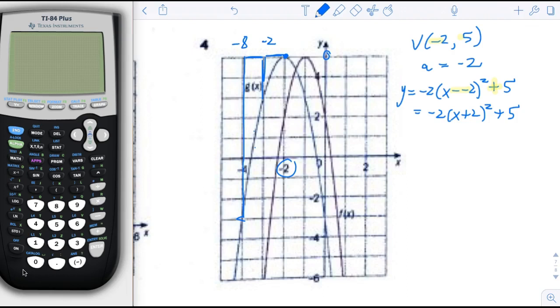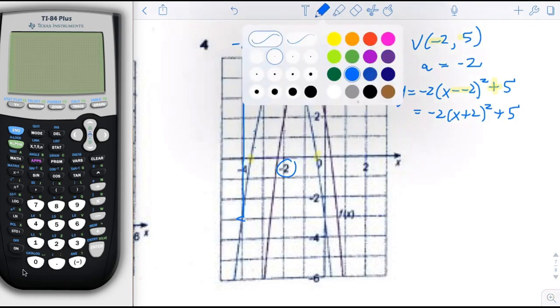Now, could I have written this in factored form? Well, I could have, but it's not really easy to do because look, the places where the blue parabola crosses the x-axis are not whole numbers, so it's hard to see what it is, right? Let's try to do the red parabola now.